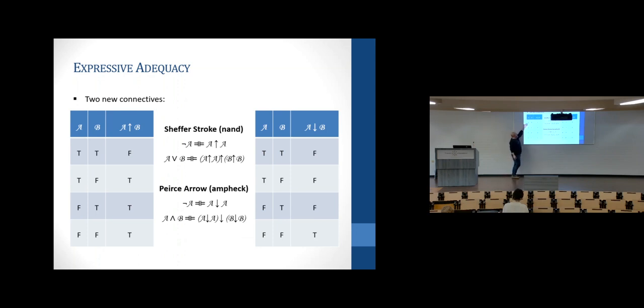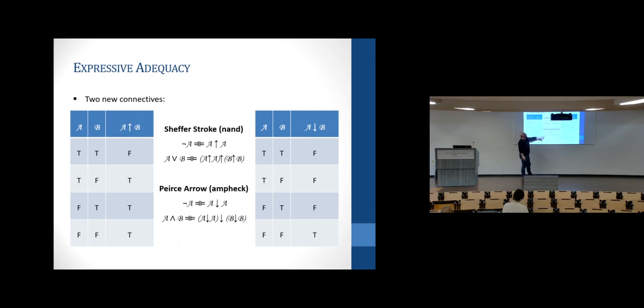NAND is defined like so. It's false when both value inputs are true, and it's true every other time. So it's called NAND because it's not AND. Very simple.